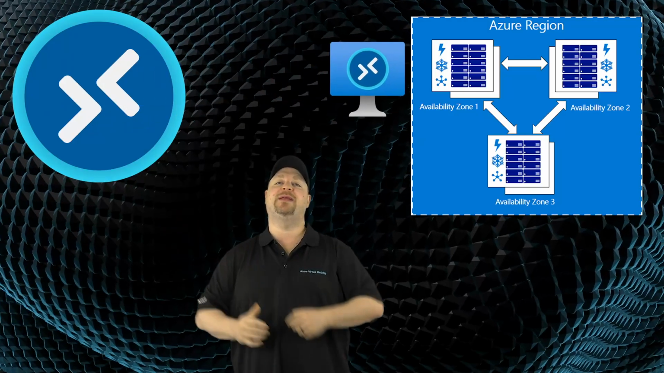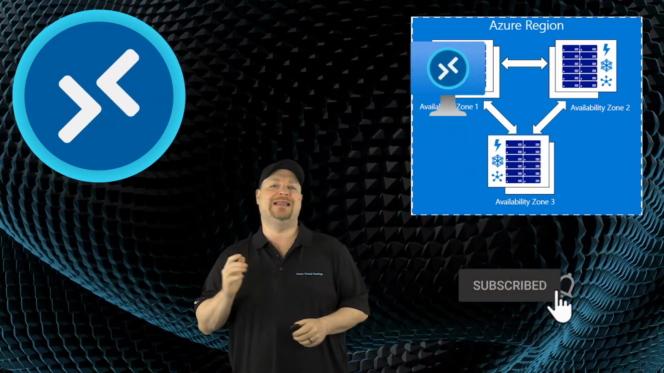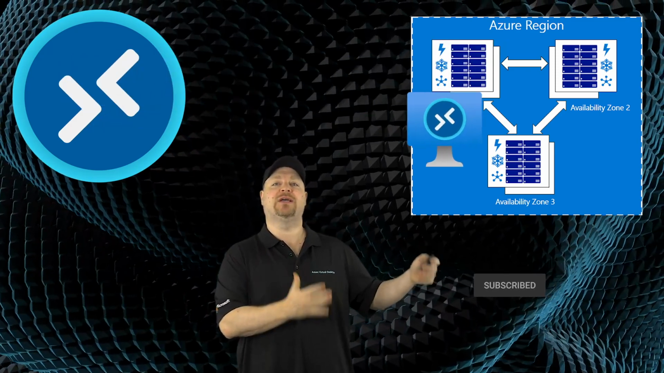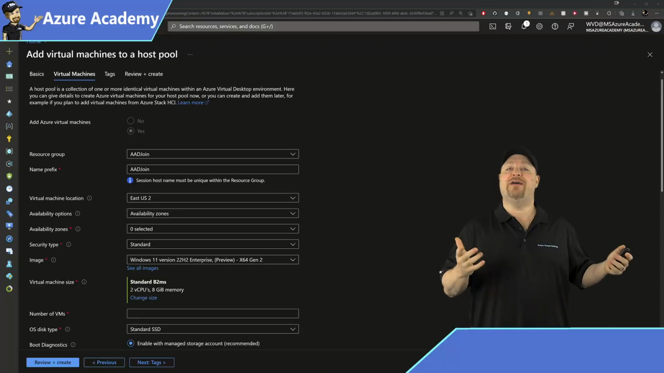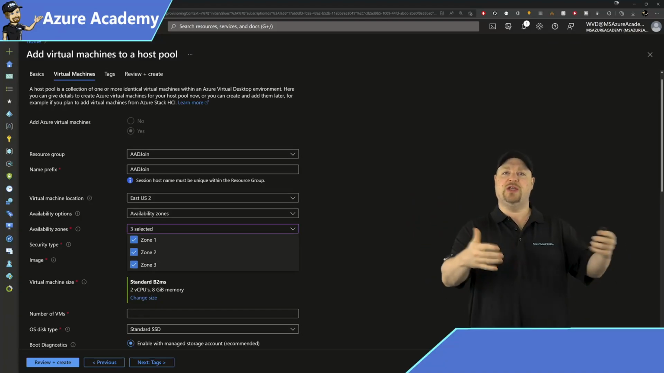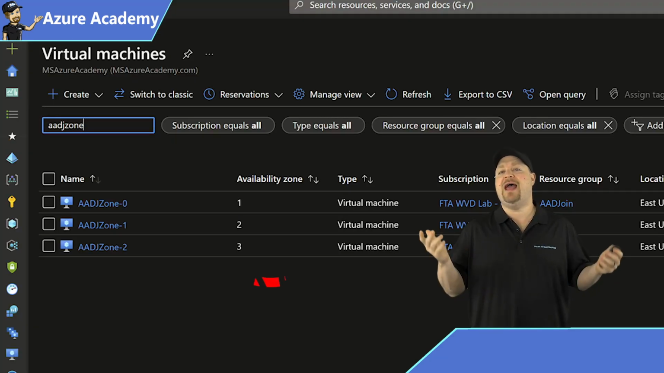But with this latest update in the AVD portal, now you can build across multiple zones at the same time, reducing cost, mistakes, and the time to complete those deployments. All you have to do is select availability zones, and then check the boxes for the zones that you want to build in, complete the rest of the build like you always have, and you're done.